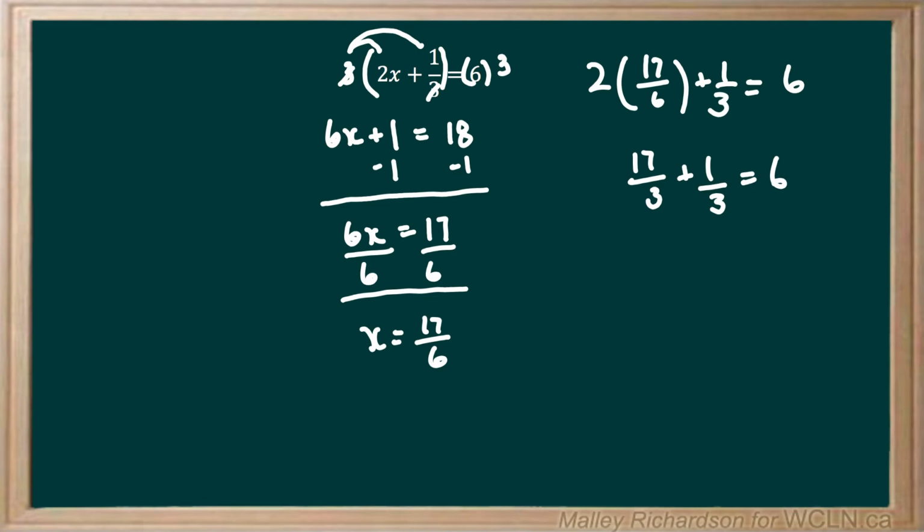And then the denominators are the same, so we can add our numerators, and we have 17 plus 1 is 18 over 3 equals 6, and 18 divided by 3 is 6, so 6 equals 6, and because both sides equal the same thing, then our answer of x equals 17 over 6 was correct.